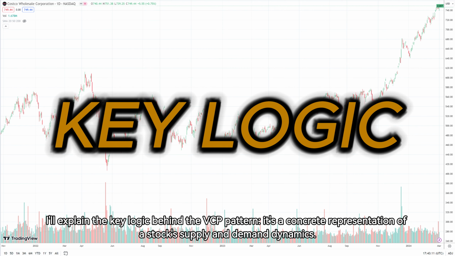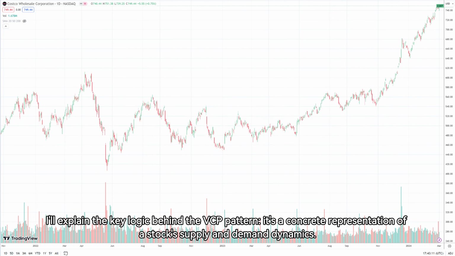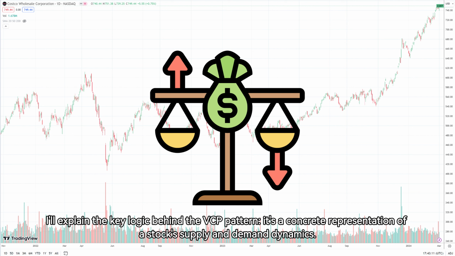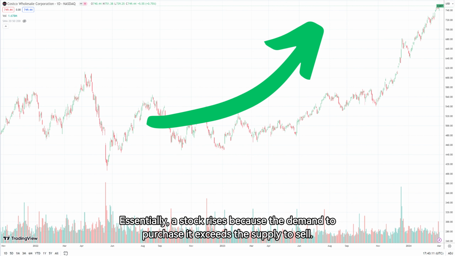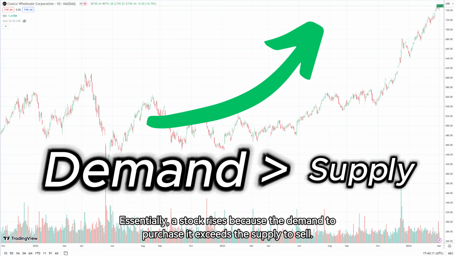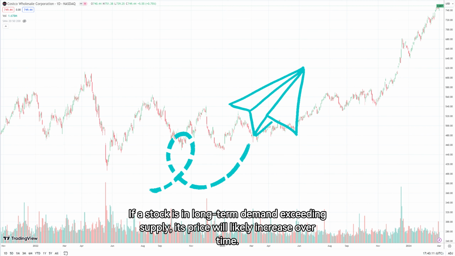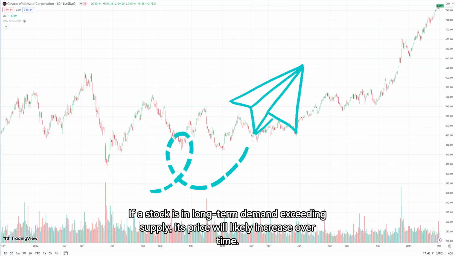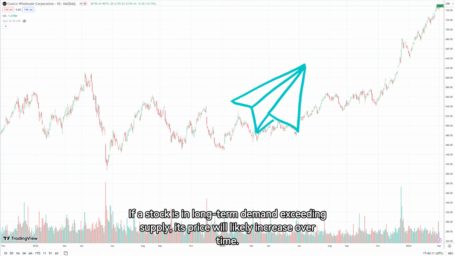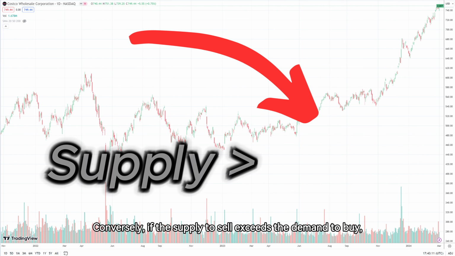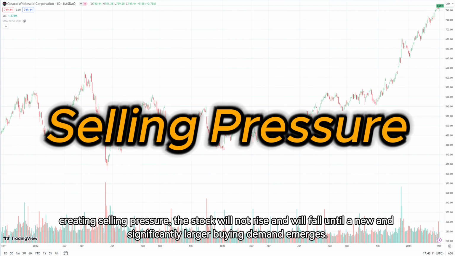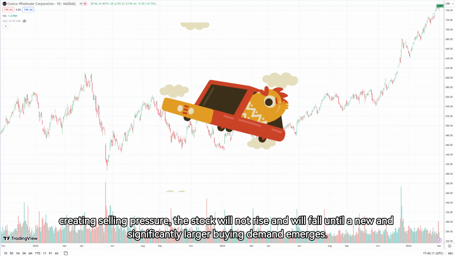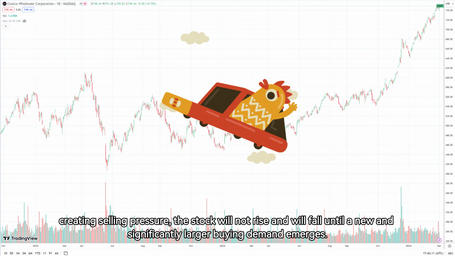I'll explain the key logic behind the VCP pattern. It's a concrete representation of a stock's supply and demand dynamics. Essentially, a stock rises because the demand to purchase it exceeds the supply to sell. If a stock is in long-term demand exceeding supply, its price will likely increase over time. Conversely, if the supply to sell exceeds the demand to buy, creating selling pressure, the stock will not rise and will fall until a new and significantly larger buying demand emerges.